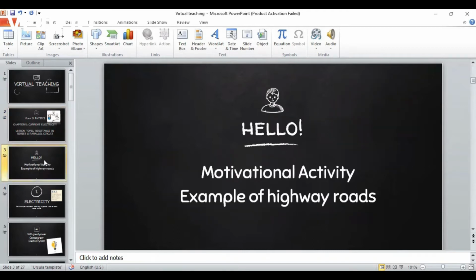Before beginning with this class, I'll be telling you how you'll be able to understand today's topic. Basically, there's the example of highway roads. When you go to the highway, you'll be starting from one point to the other. That's an example of a series circuit. And when you go along the road, you'll also see branches along your left side and right side, and if you have to go from one branch and then again come to the highway and then go ahead and again have to go to another branch, that's an example of a parallel circuit.